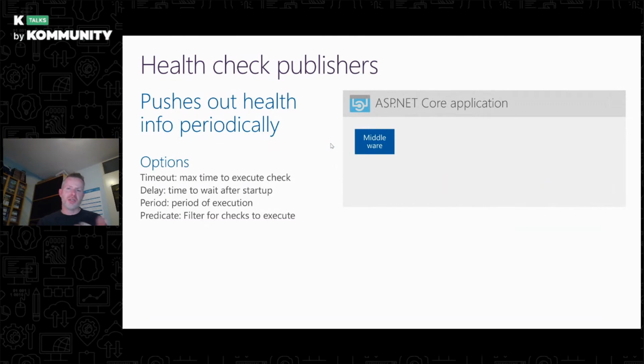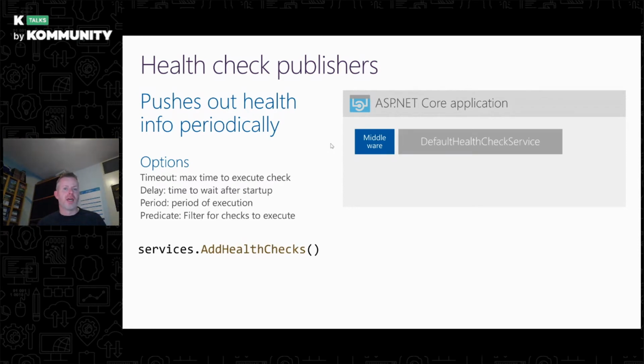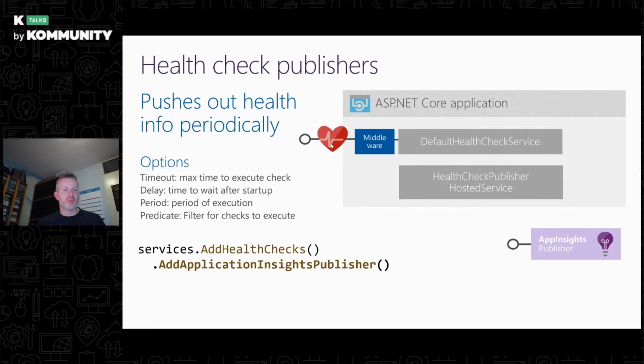Now, this is the push, the pull model. You need to ask at the endpoint. The other way is also possible. That's where the health check publishers come in, where it's being pushed out, and that's in the form of metrics that can be collected. Same thing. You do add health checks, but you also want to have this health check publisher. And you can register the various publishers by doing add and then this particular registration for your type.